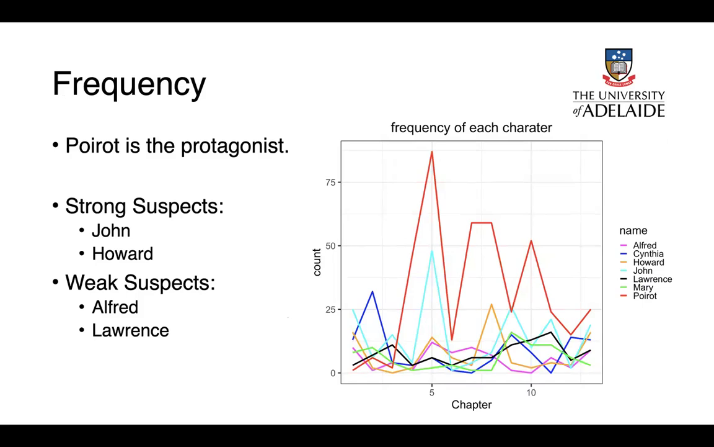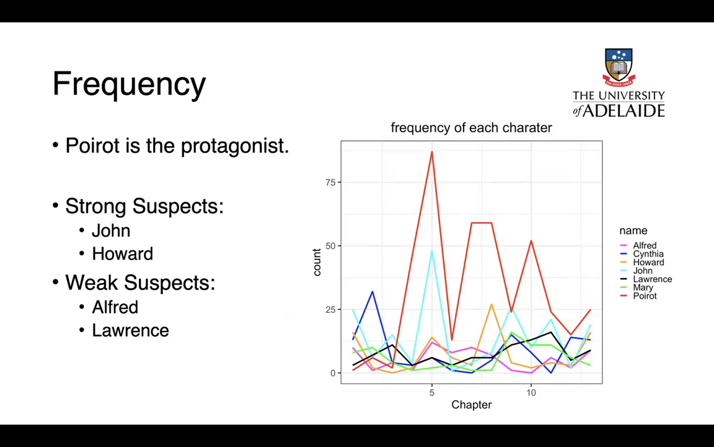In the second step, now we have 7 main characters' names. We need to determine which characters are our culprits. The first method we use is frequency. We count how many times each character appears in each chapter, and we draw this plot. We know Poirot is the protagonist and the detective, so it makes sense that he appears more often than others.